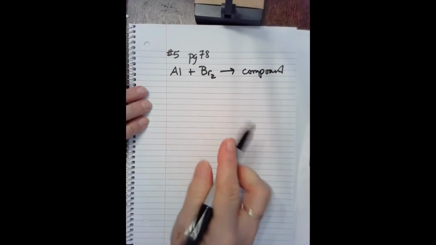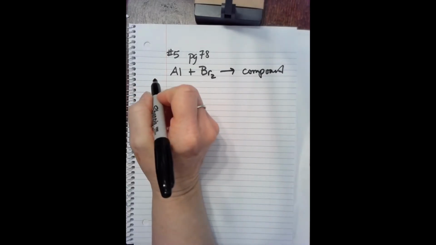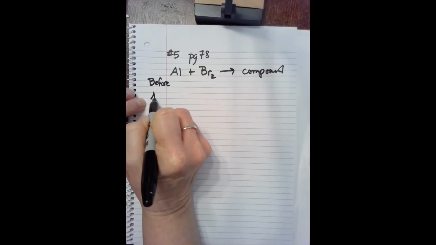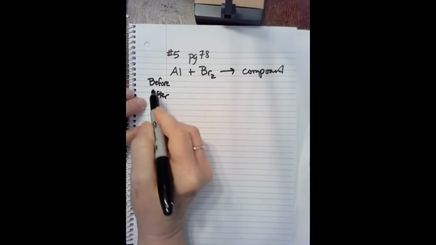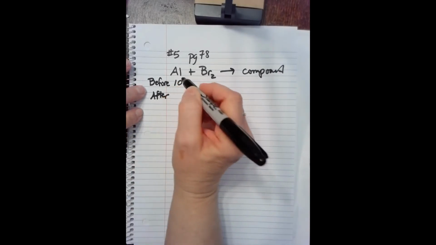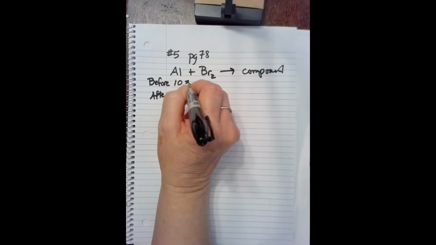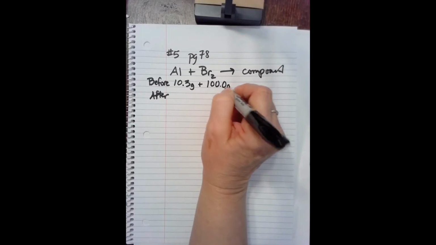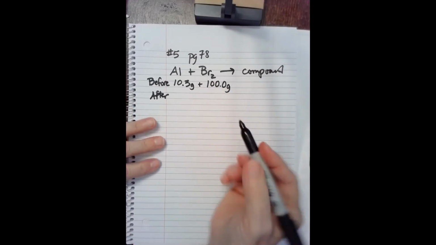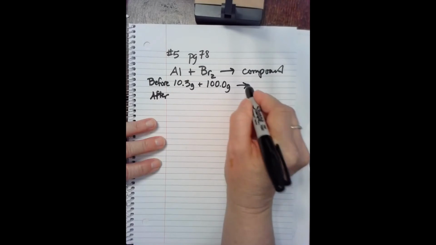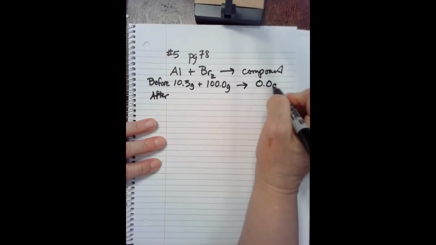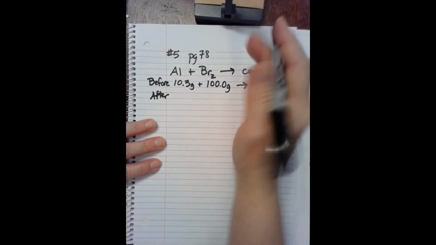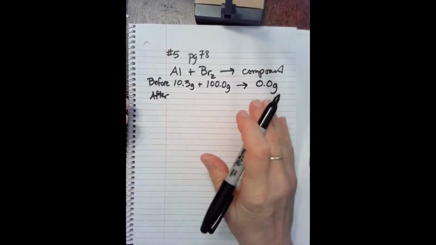They gave us some information in a chart. I'm going to write it a little bit differently here, just before and after. Before the reaction starts, I have 10.3 grams of aluminum and 100 grams of bromine. And before the reaction, I have 0 grams of the compound because I can't have this yet, because these have not reacted. So this is before the reaction.